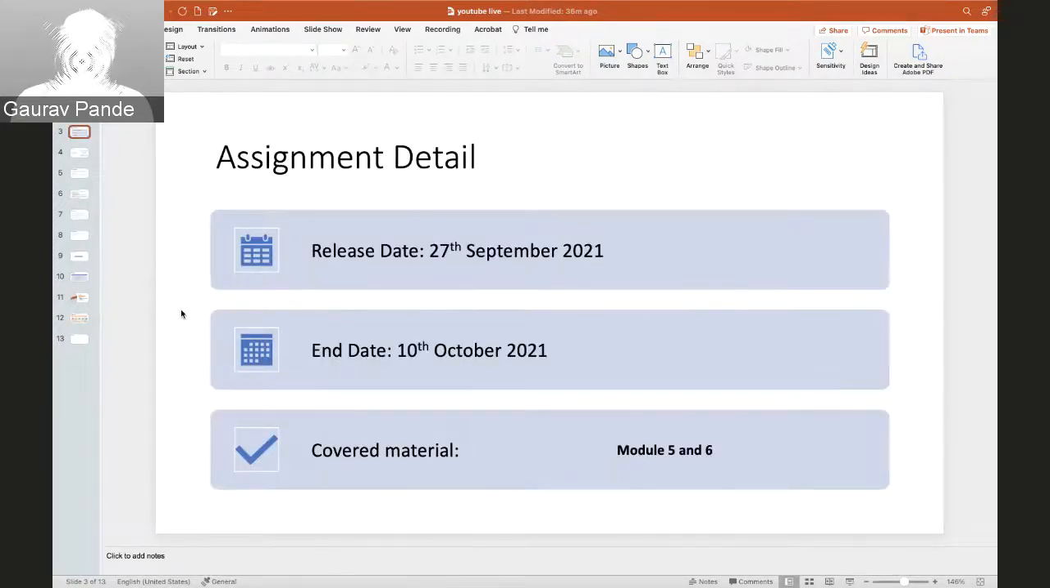The first thing in the assignment details is that the assignment is released on the 27th of September, Sunday midnight. I hope that you guys have already started working on it. The end date is the 10th of October, so be sure to submit it before the deadline. If you need any accommodations or any extension after this deadline, please reach out to the head TAs as soon as possible. The material covered is modules 5 and 6 and the probability chapter in the textbook.